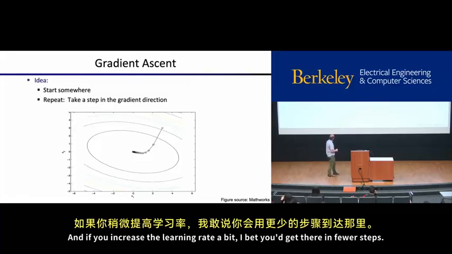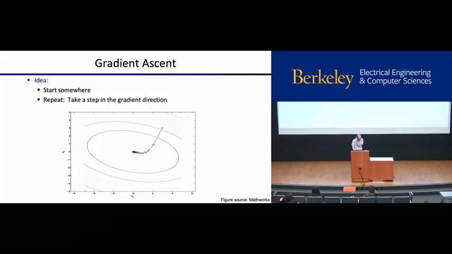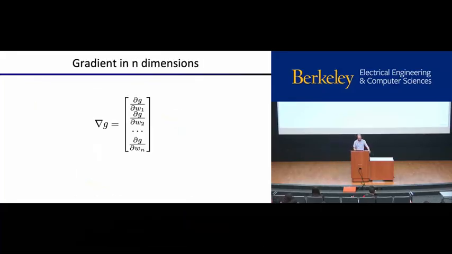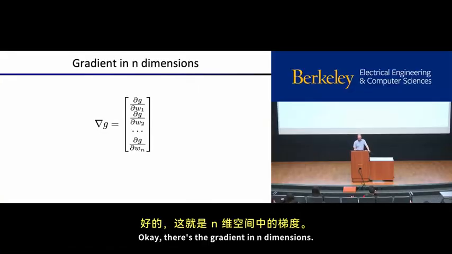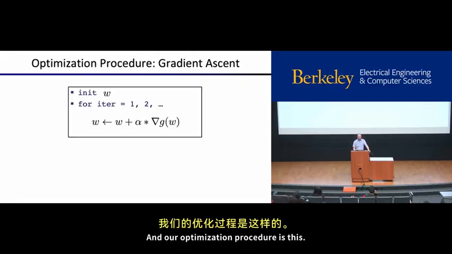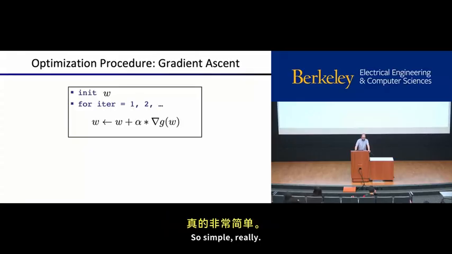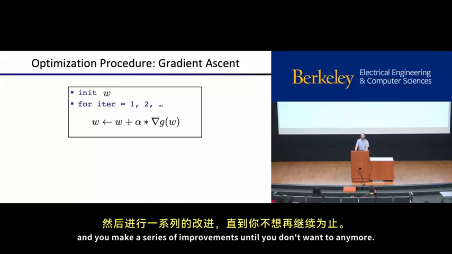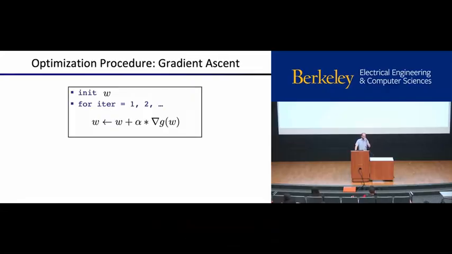And if you increase the learning rate a bit, I bet you'd get there in fewer steps. Okay, there's the gradient in n dimensions. And our optimization procedure is this. So simple, really. You just start somewhere and you make a series of improvements until you don't want to anymore. And then you stop.